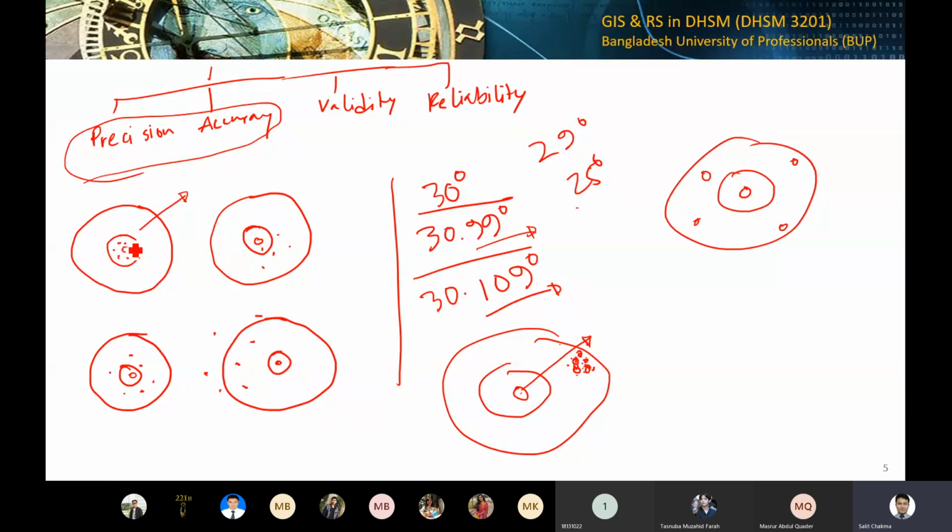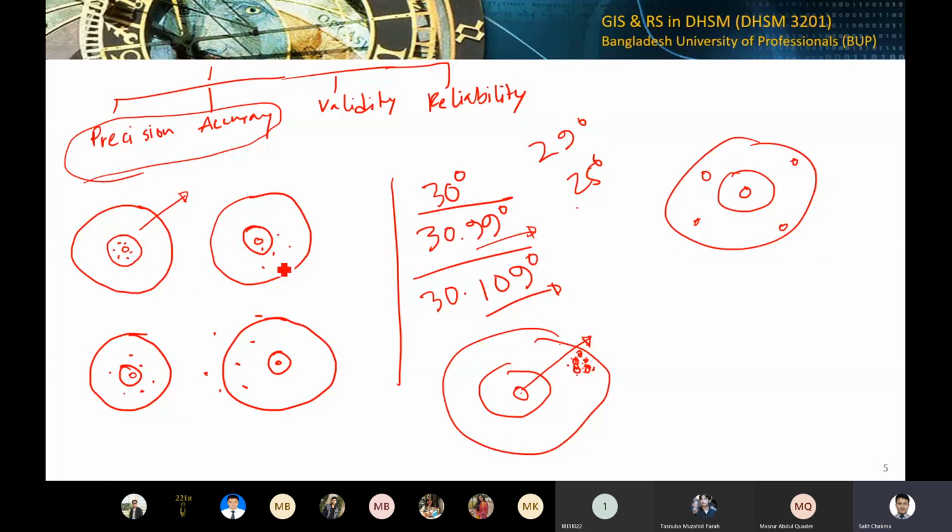So a measurement could be both accurate and precise. For example, the data are almost close to the actual value, and they also have high consistency. So it has both accuracy and precision. It's highly accurate and precise.